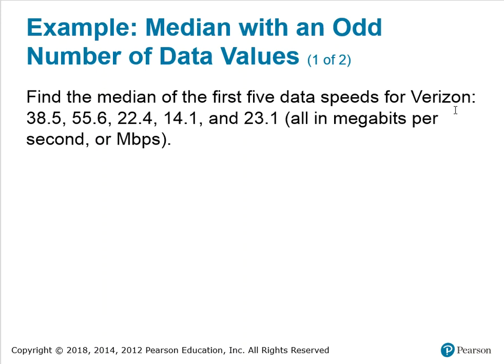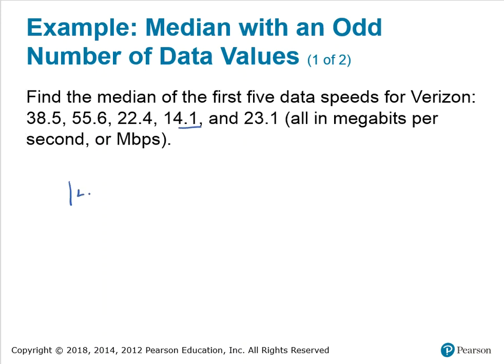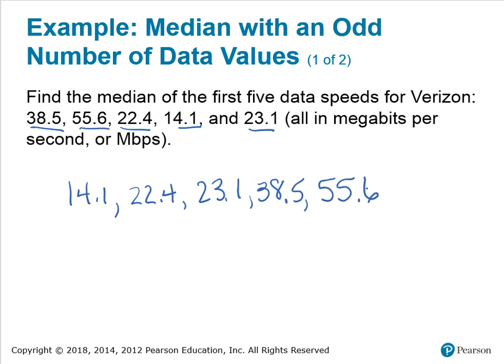So here we have the first 5 data values that we've already worked with. Our job is to first put them in order. So we're going to put the 14.1 first because it's the smallest, 22.4, 23.1, 38.5, and 55.6. So now I find the one in the middle, and I just underline them so I can still read them, but I'm crossing out one on each end until I get to the center, and so my median is 23.1.